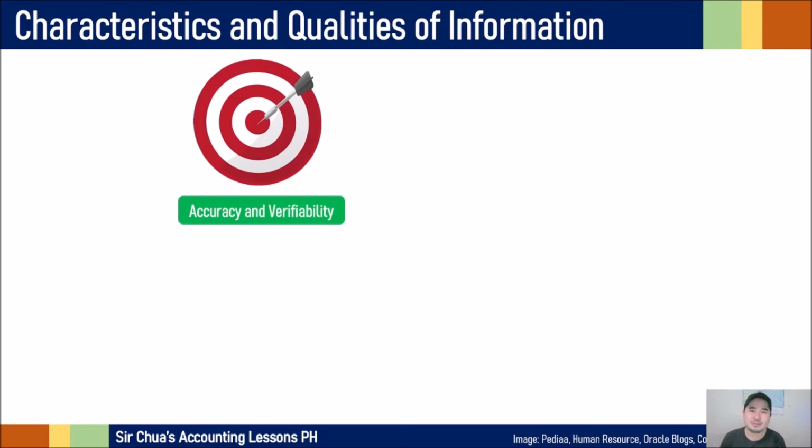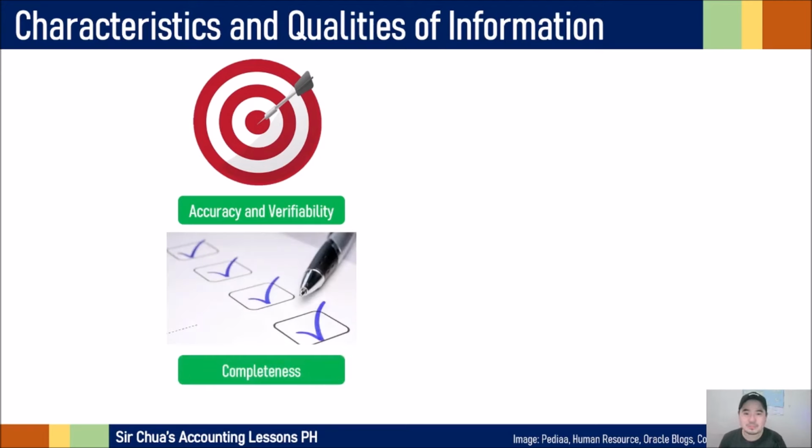And verifiability in a sense that when someone rechecks the calculations or has a walkthrough again of the things that you computed, they will get the same amount because it's verifiable by another accountant. It should also be complete because it might be accurate, it might be verifiable, but if it's incomplete, it will not help the manager to make a good decision. So all of the information needed by the manager for decision making should be complete.